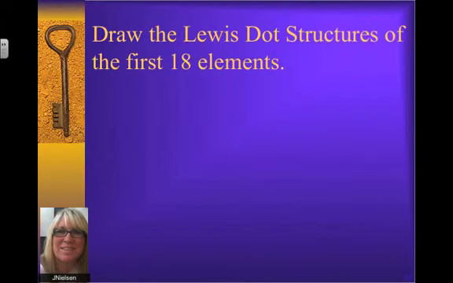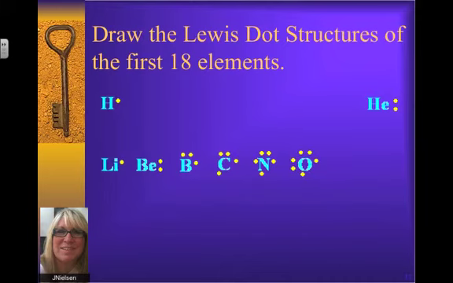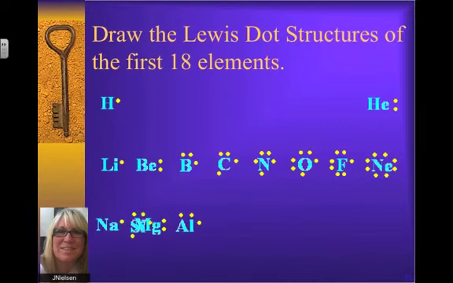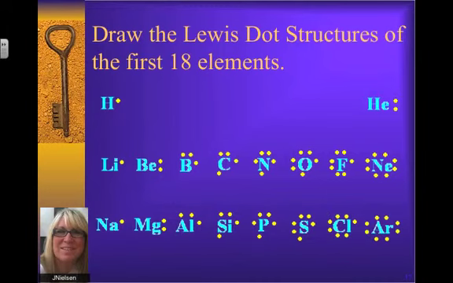If I asked you to draw the Lewis dot structures of the first 18 elements, this is what it would look like. H, He, Li, Be, B, C, N, O, F, Ne, Na, Mg, Al, Si, P, S, Cl, Ar. Notice the elements in the same group have the same number of valence electrons.